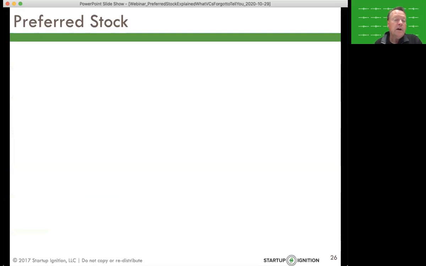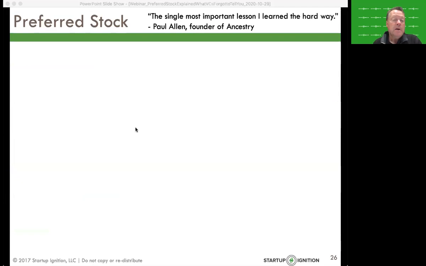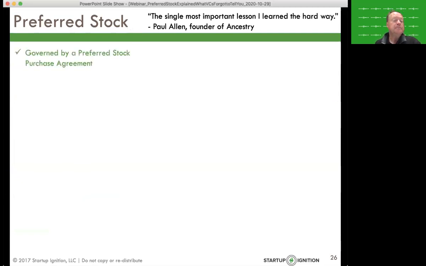So a quick note, one of the most prolific startup entrepreneurs in Utah is Paul Allen, the founder of Ancestry. He said about preferred stock, the single most important lesson he learned the hard way was the day he learned the difference between preferred stock and common stock. So this is an important lesson. Let's take a look at it.